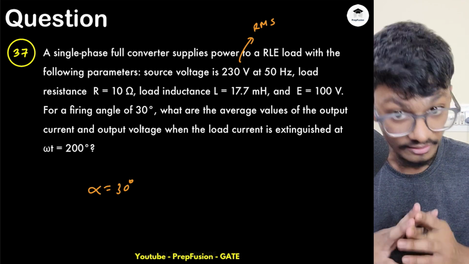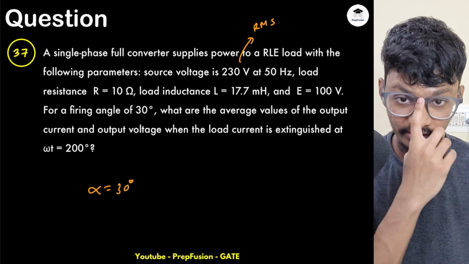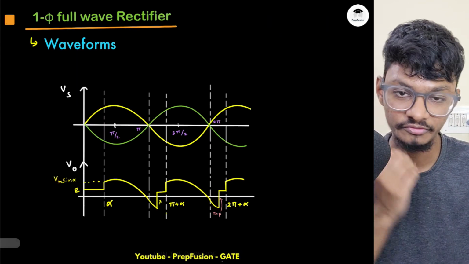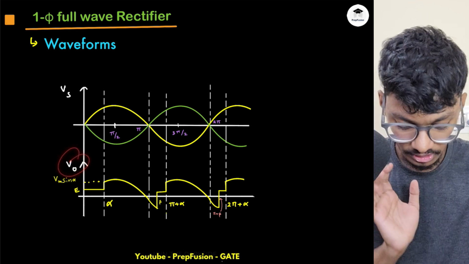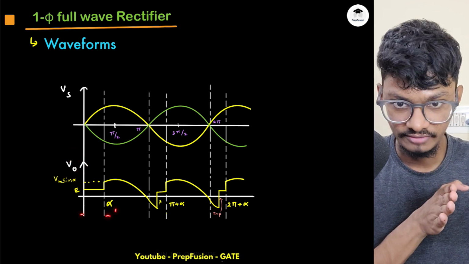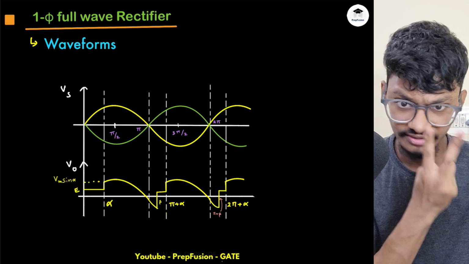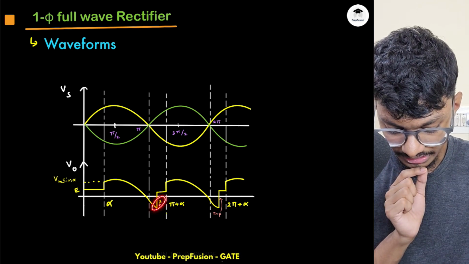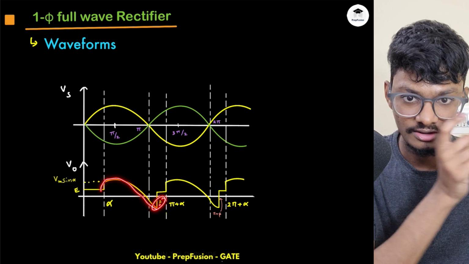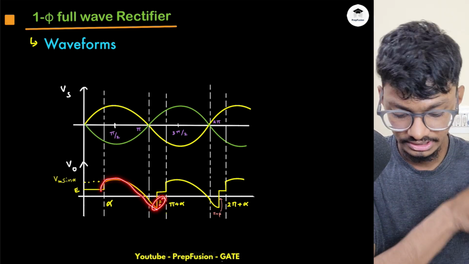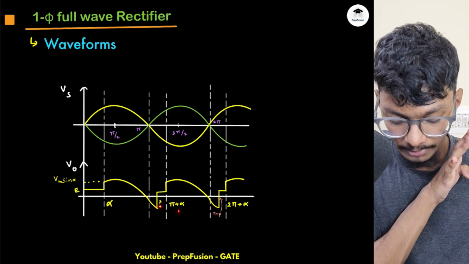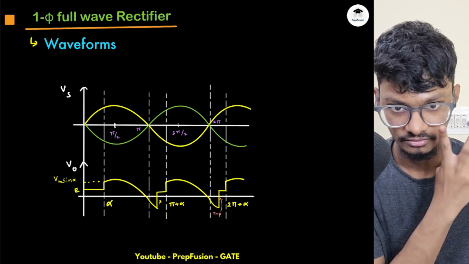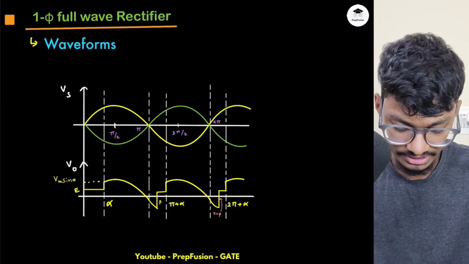So if load current is extinguished, when the load current is extinguished, how will my waveform look? My output waveform will look something like this, that is, my VO is this. Then from 0 to alpha, it will not conduct because the device has already extinguished. That is my assumption. Then from alpha to beta, VO will be equal to Vs. Then from beta to pi plus alpha, there will be no conduction. Then from pi plus alpha to pi plus beta, again it will be equal to minus of Vs. Okay, so that will be the case.